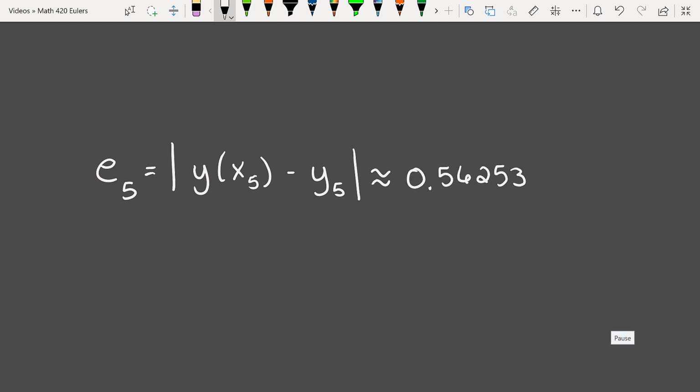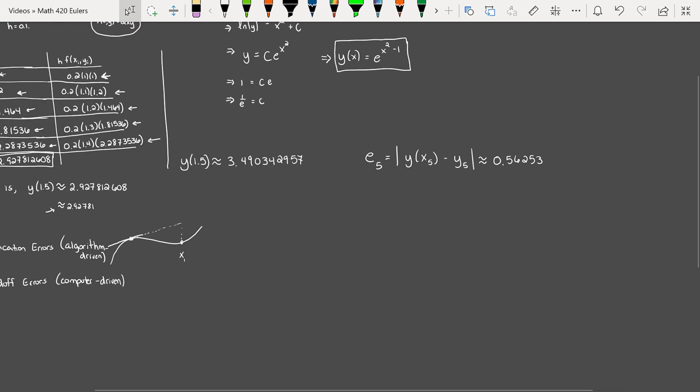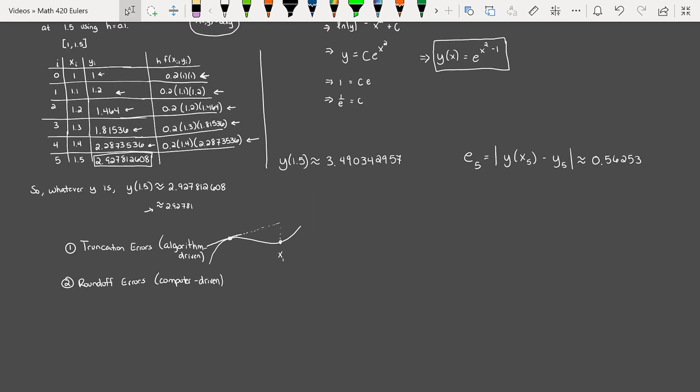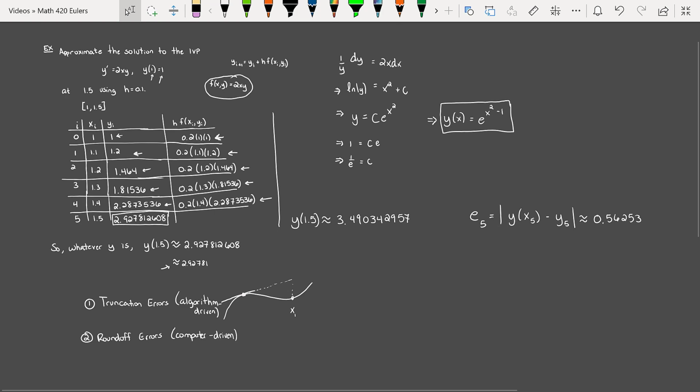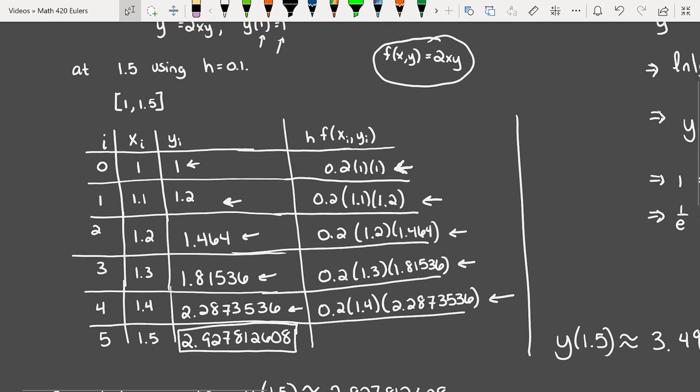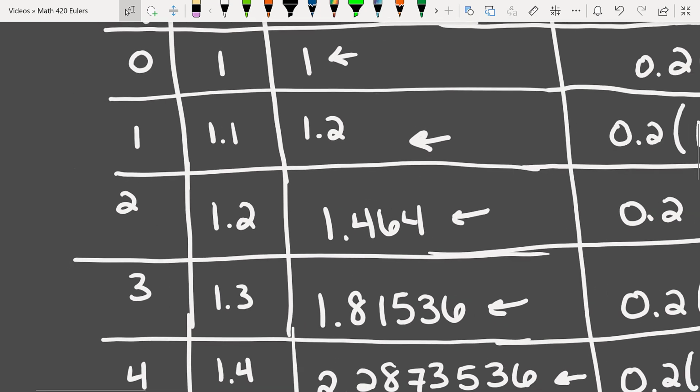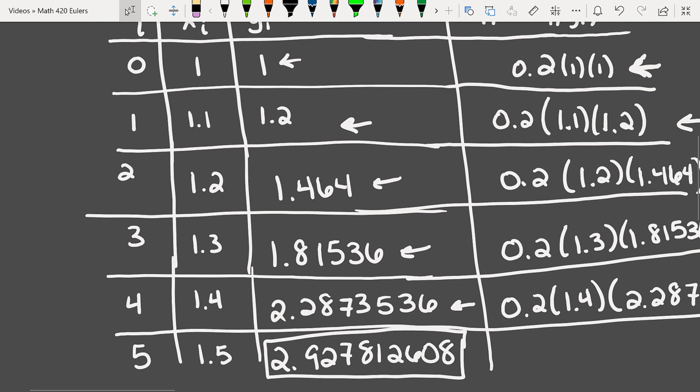So we're greater than a half off, and that might not be within the tolerance that you want. So what would you do? Well, you have some choices here. One, you could increase how fine-toothed the method you're using is. That is, if you want to arrive at 1.5, if that's what you want to estimate the y value at, you could use a smaller step size. Use h equals 0.05.